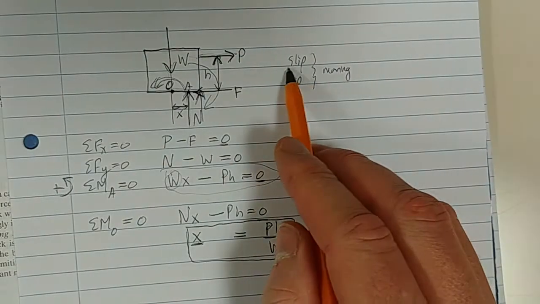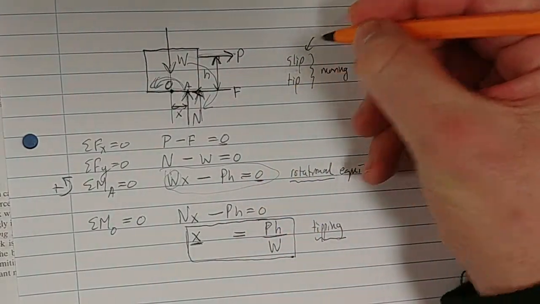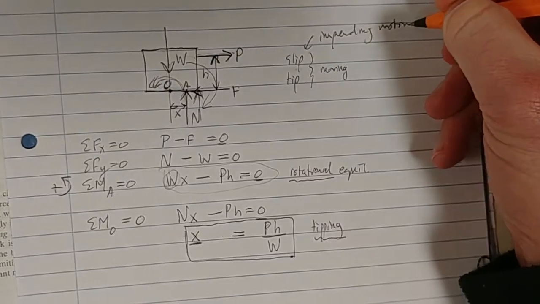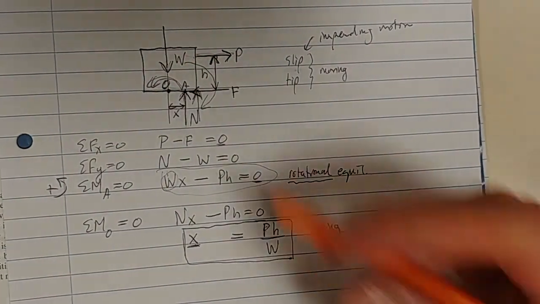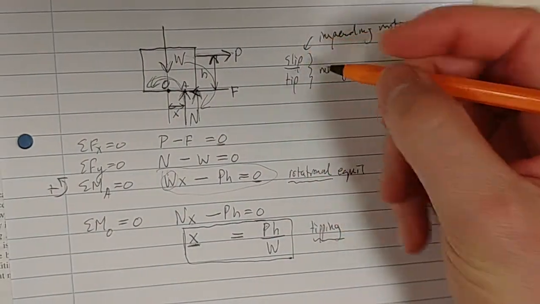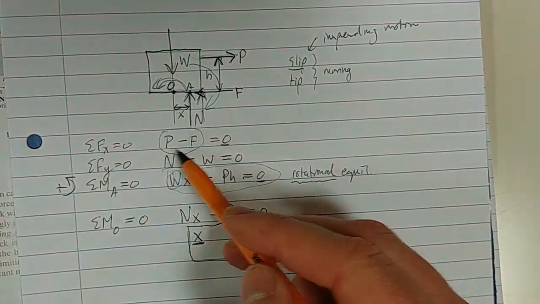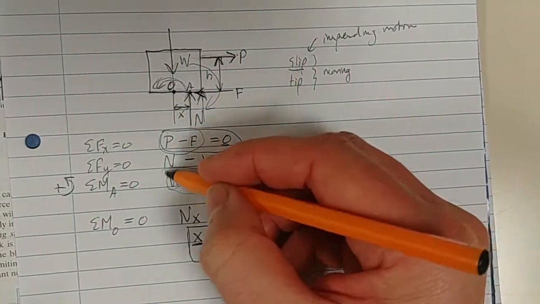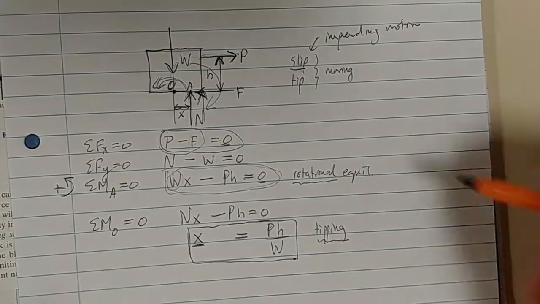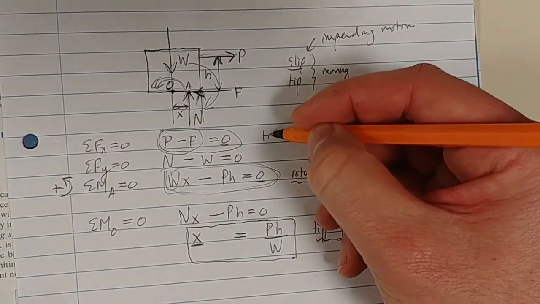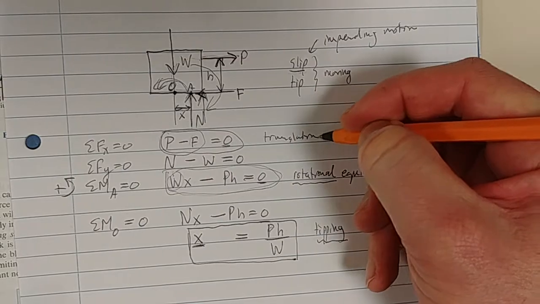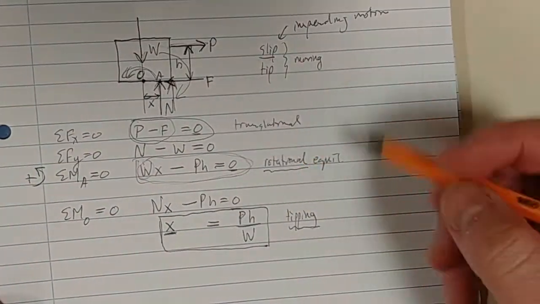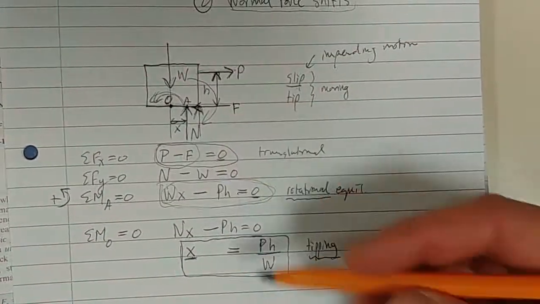I hope that's opened up a little bit of this idea of slipping and tipping. Slipping, we will get to in a minute. That's impending motion. We will look at that in the next video. So this box can move in two ways. It can slip, and that's essentially related to this equation here. And tipping is essentially related to this equation there. Slipping is translational, and tipping is rotational movement.